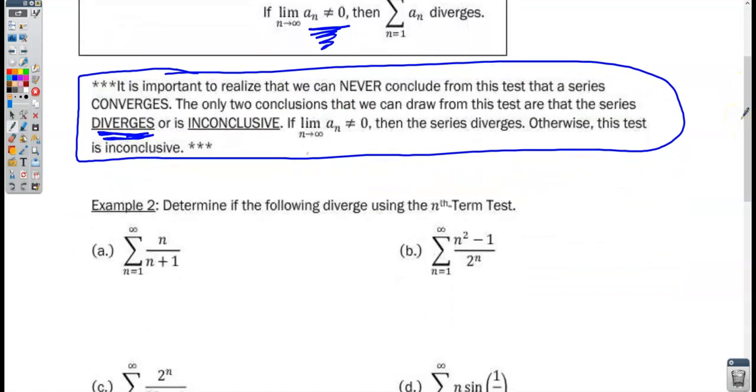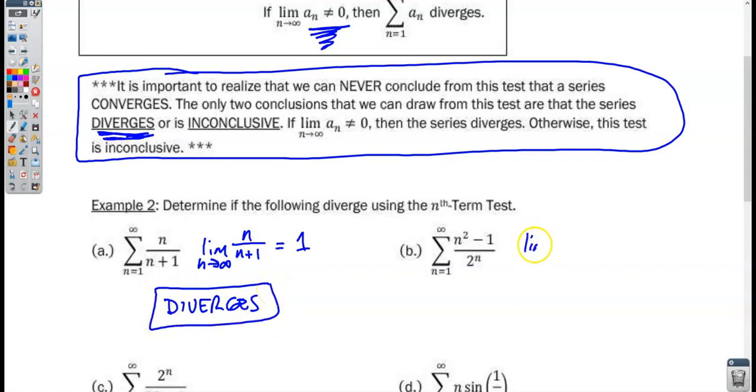So in example 2, we're going to determine if these series diverge using the nth term test. We can't determine if they converge. We can only determine if they diverge. So all we're going to do in order to do that is we're going to take the limit of the nth term of the summation. So the limit as n goes to infinity of n over n plus 1. This limit is going to be 1. That doesn't equal 0. Therefore, this series diverges.